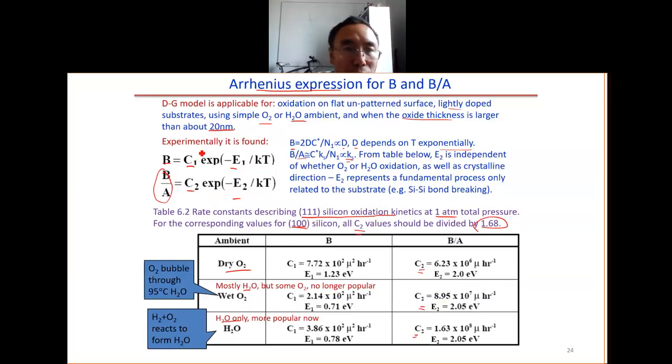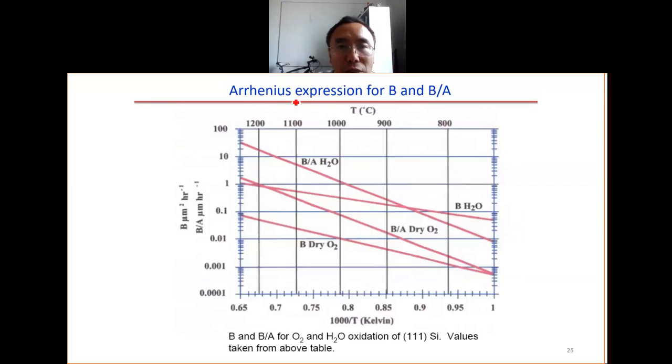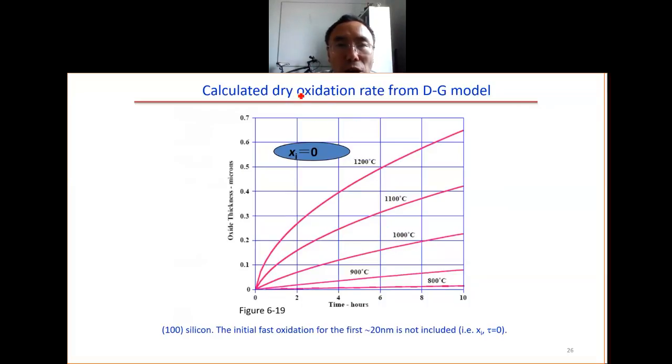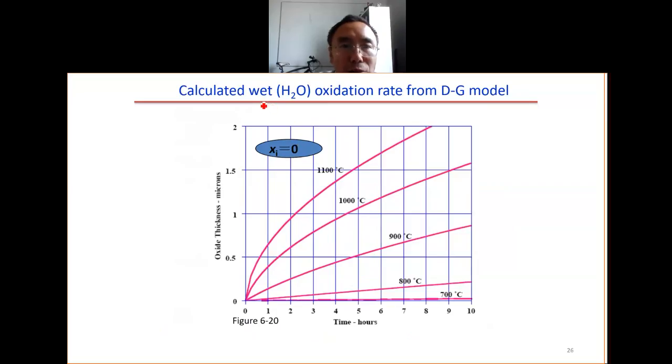With this, we can draw the B and the B over A curves, for dry oxidation or wet oxidation. Then we can calculate the dry oxidation rate from the Deal-Grove model. This is the time, this is the oxide thickness. We assume initial thickness Xi equal to 0. That means the initial fast oxidation for the first 25 nanometers is not included. We will talk about this initial fast oxidation later on. This is for the dry oxidation. This one is for the wet oxidation.